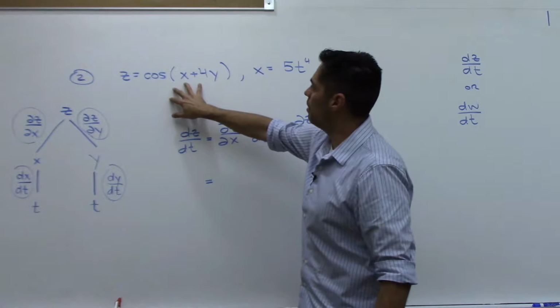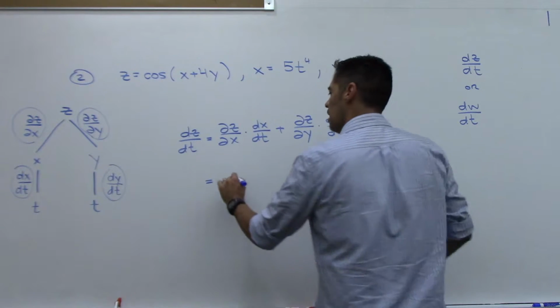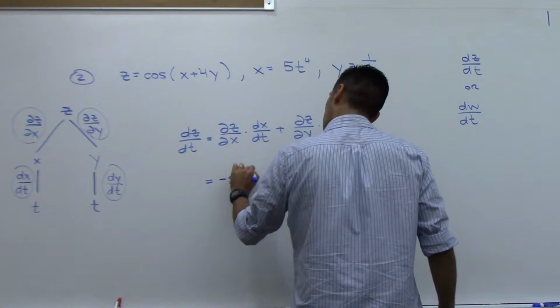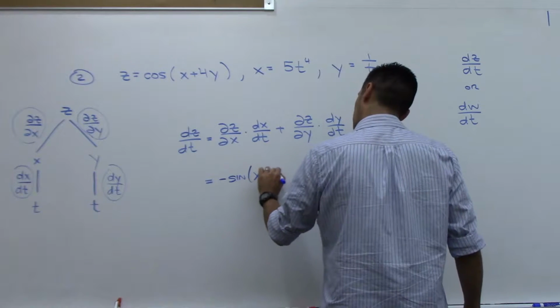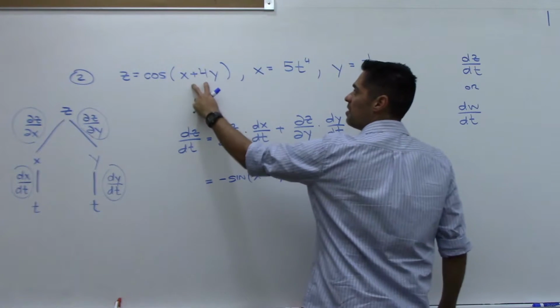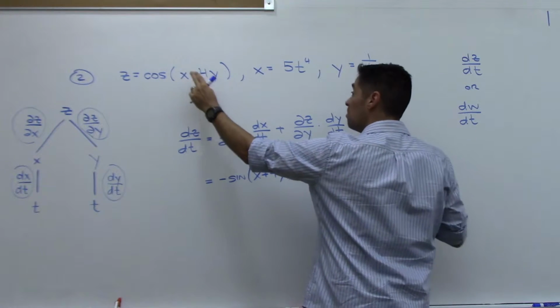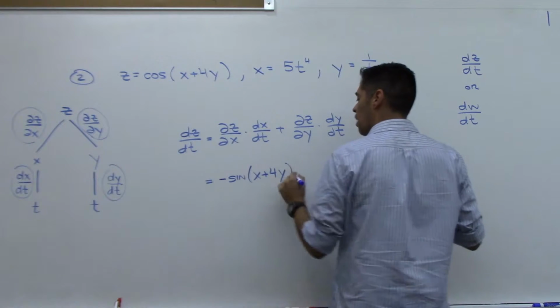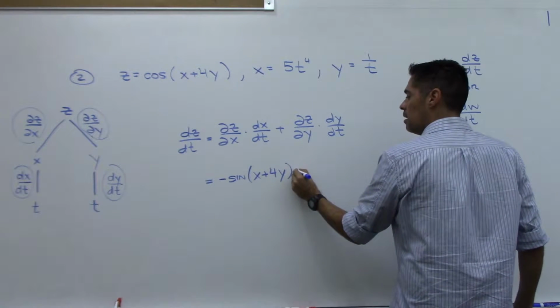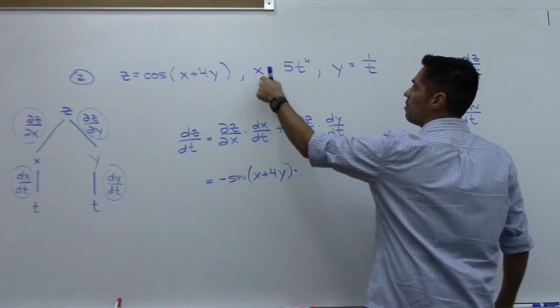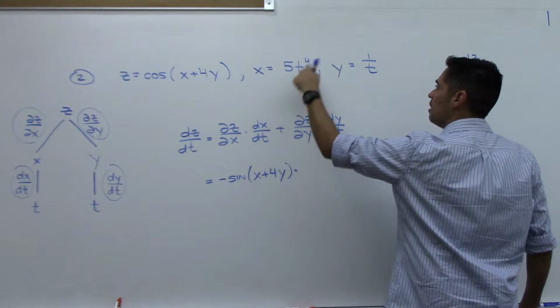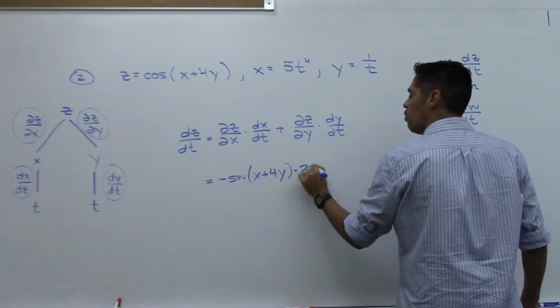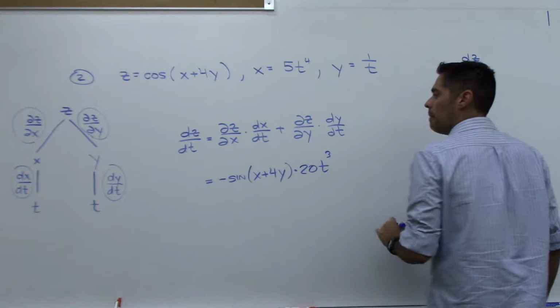All right, this equals, what is the partial of z with respect to x? So I'm going to come up here, derivative of cosine of something is negative sine of that something times derivative of what's inside with respect to x. So 1 plus 0, so just 1. So there's a 1 next to that. Times dx/dt, so come over here, take derivative of x with respect to t. 4 drops out, so 20t to the 3rd.